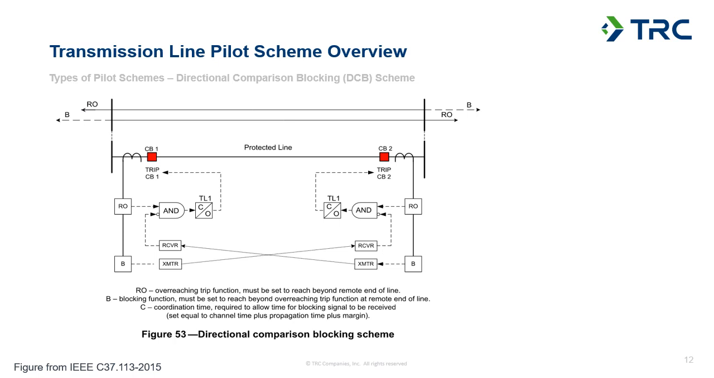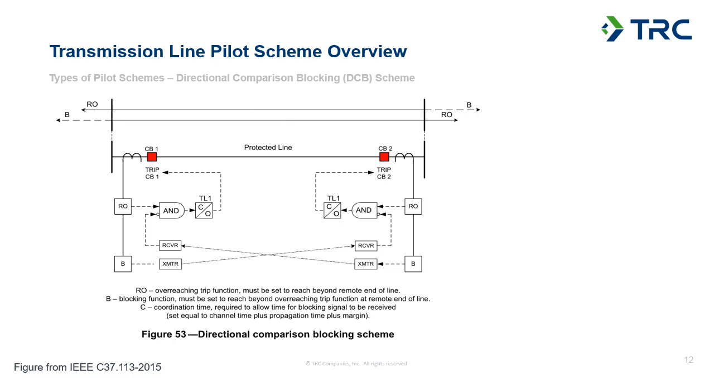So one of the other very commonly applied pilot schemes is a directional comparison blocking scheme. And this operates on somewhat the reverse principle of the permissive scheme that we just talked about. With the POTT scheme, one terminal is telling the remote terminal through a communications channel that it sees a fault in front of it. So if that terminal also sees the fault in front of it, it must be in section, and that terminal can trip.